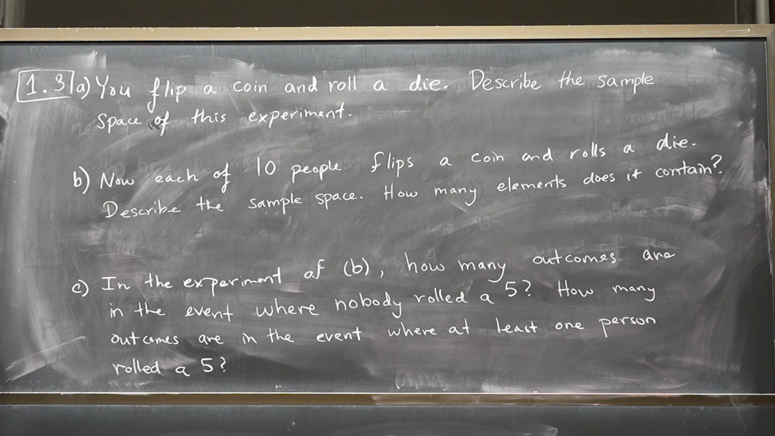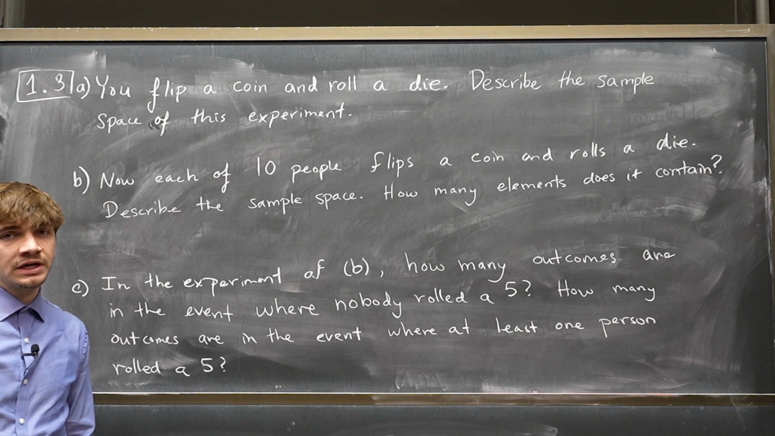Part C, in the experiment of B, how many outcomes are in the event where nobody rolled a 5? How many outcomes are in the event where at least one person rolled a 5? Let's get started. For part A, we need to describe the sample space.